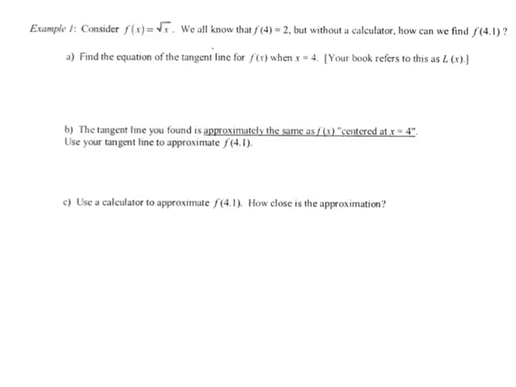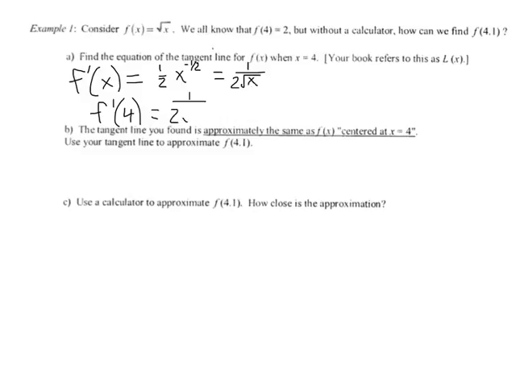Your book would call this L of x for this section, the linearization. To do that, we need to figure out what the derivative is. So f prime of x would equal 1/2 times x to the negative 1/2, and if we simplify, it's going to be 1 over 2 times the square root of x. We want to know what's going to happen at 4. What's the derivative at 4? If I plug that in, I get 1 divided by 2 times the square root of 4, which in the end just gets me the answer of 1/4.